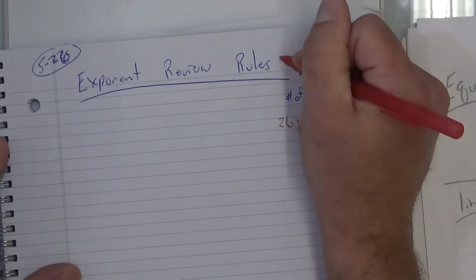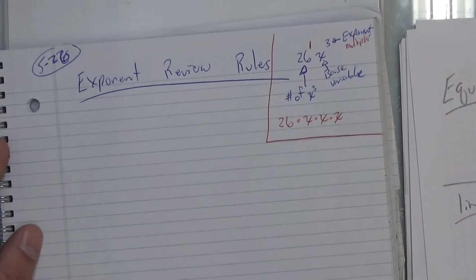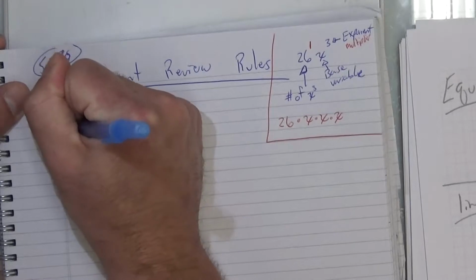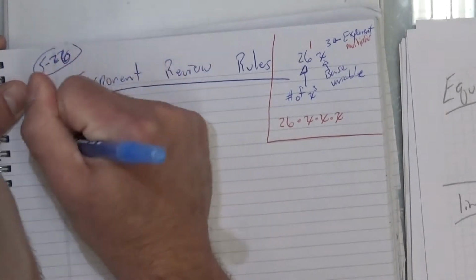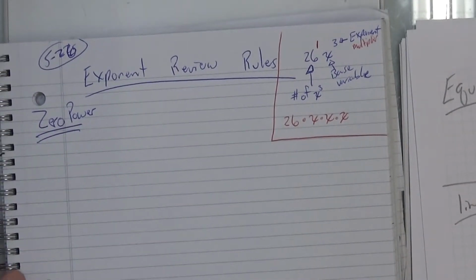So, moving along. That is just some background. What I want to talk about, and I'll use my blue pen for this, is the 0 power. What does the 0 power mean? Give me an example of a 0 power, Dale.